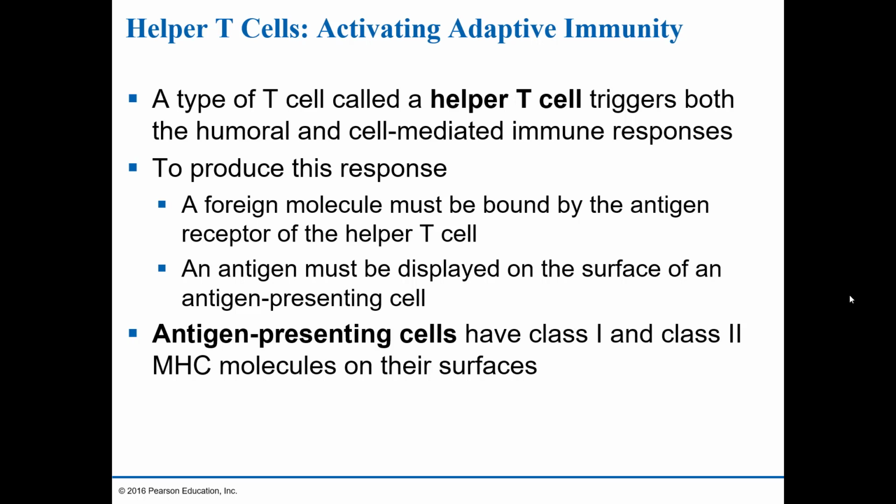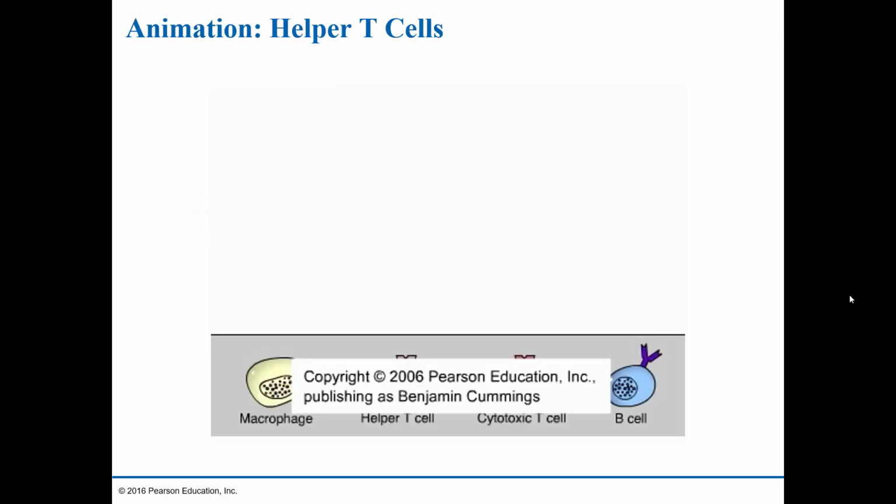A type of T cell called a helper T cell triggers both that humoral and cell-mediated immune responses. To produce this response, a foreign molecule must be bound by the antigen receptor of the helper T cell. An antigen must be displayed on the surface of an antigen-presenting cell. I'm going to skip through this a little bit just to watch this video.